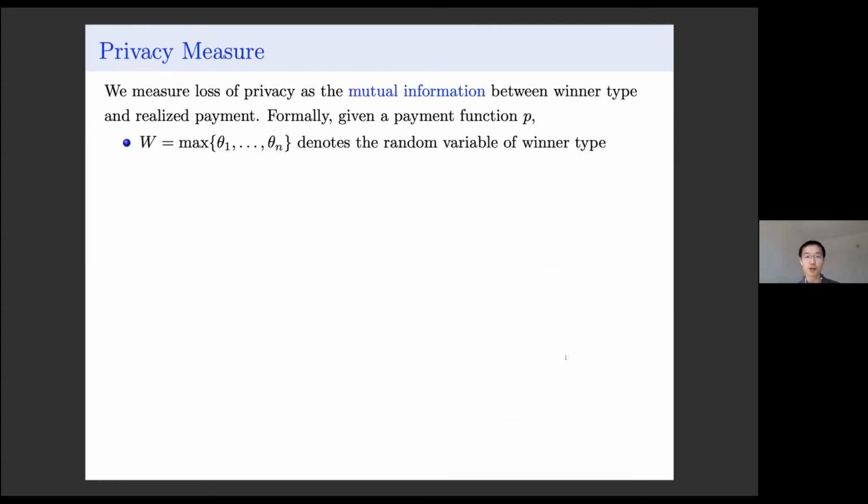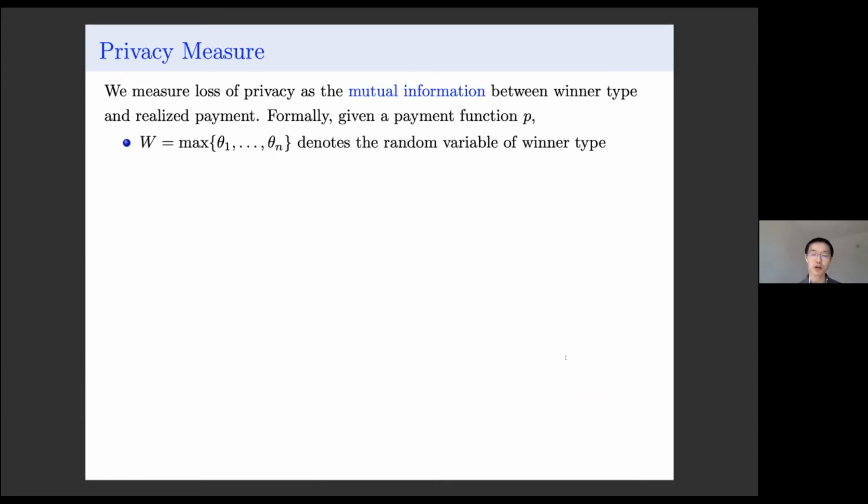Okay, so we're going to measure the loss of privacy using an information theory criterion. And we're going to measure this loss as the mutual information between the winner type and the realized payments in the auction.